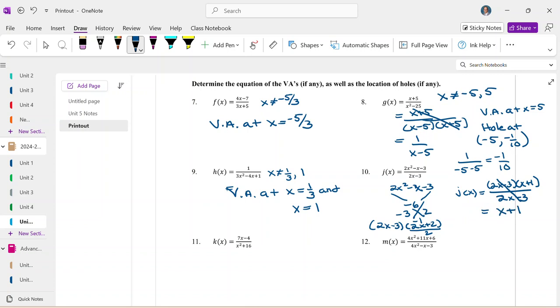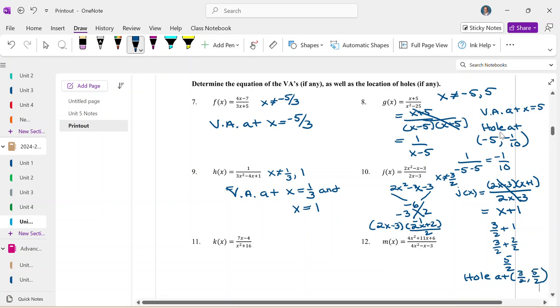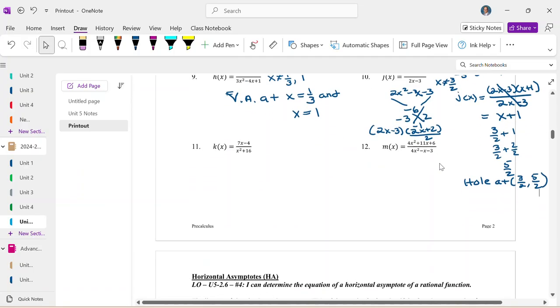However, you knew from the denominator that x could not equal 3/2, right? Because that's what would happen if you set 2x minus 3 equals 0. So when you put 3/2 in, so 3/2 plus 2/2 would give you 5/2. So the hole would be at 3/2, 5/2, right? Since the restriction canceled out when you simplified it.